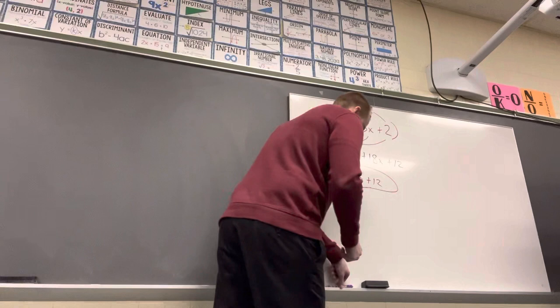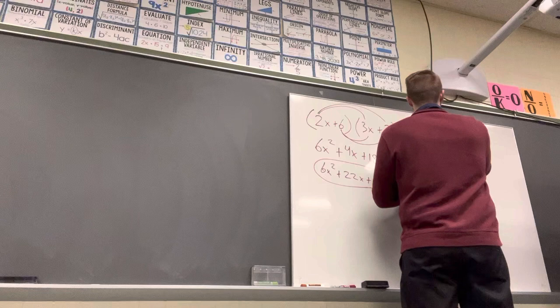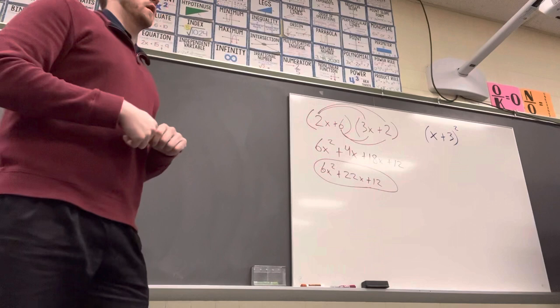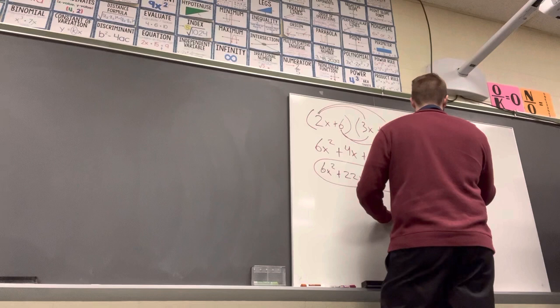Now, switch colors. Another way you might see something like this written, we'll keep it simple. We'll go x plus 3. But they might give you a squared. So when something's squared, that means there's how many? 2, right? So that means there's 2 of them. So what do you think I could do? If we have x plus 3 squared, I could write it 2 times, right? So we'll write it out. X plus 3. And then x plus 3.